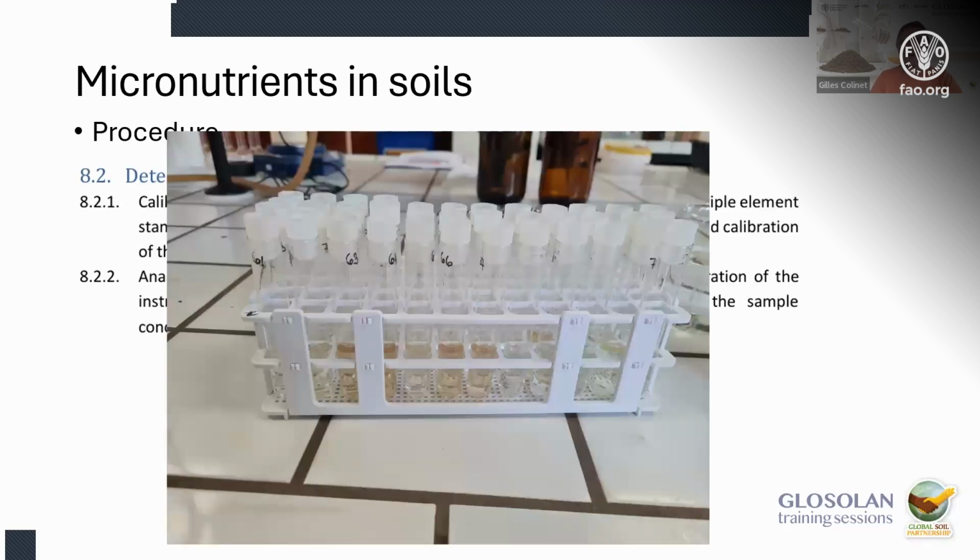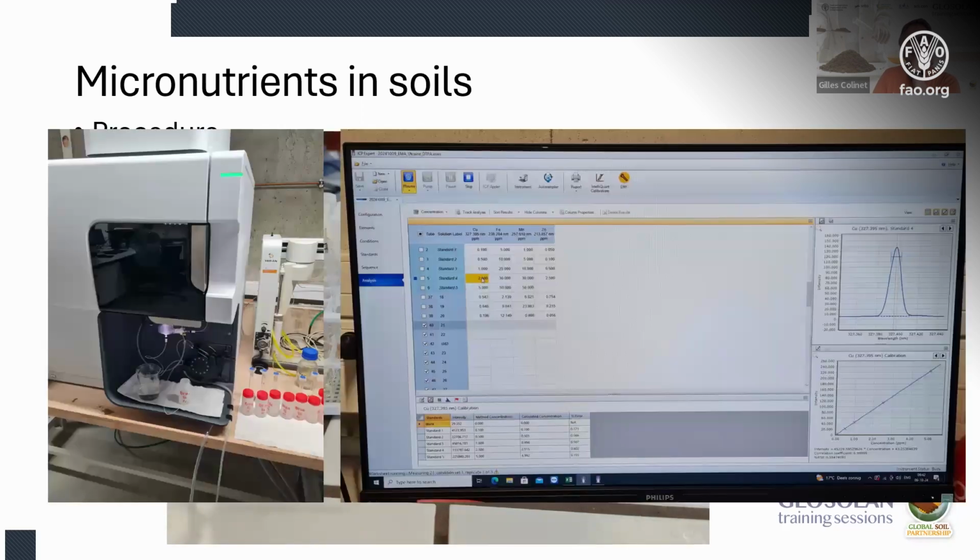At the end, we have small samples like that in small tubes, and we go to the ICP OES where we can have the measurement. Here are real photos of the samples where we measured copper, iron, manganese, and zinc in the samples from Ukraine.